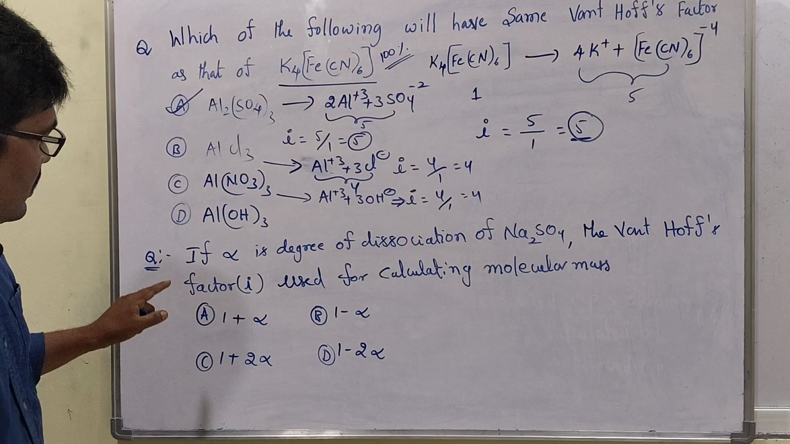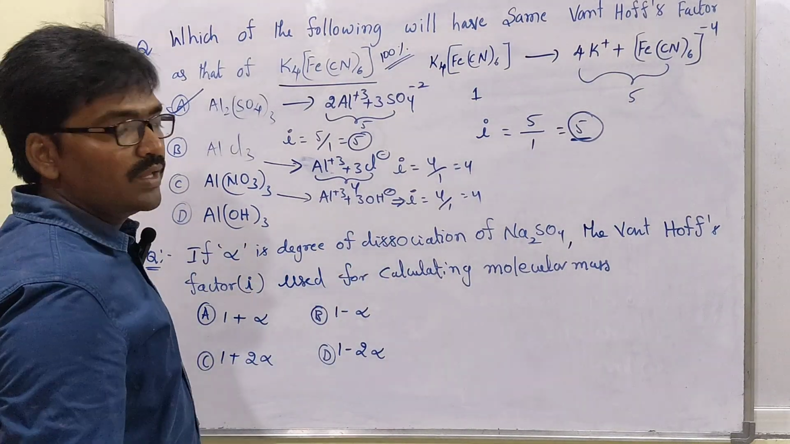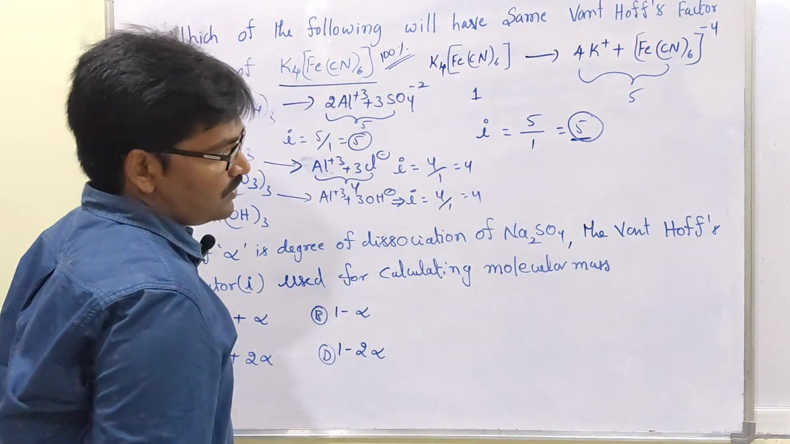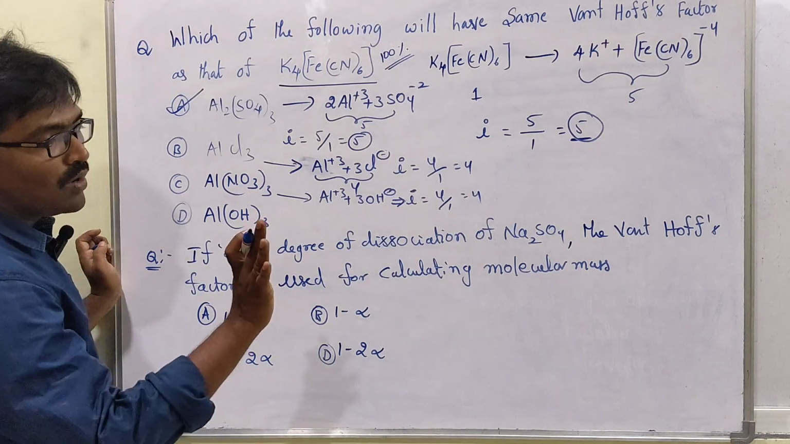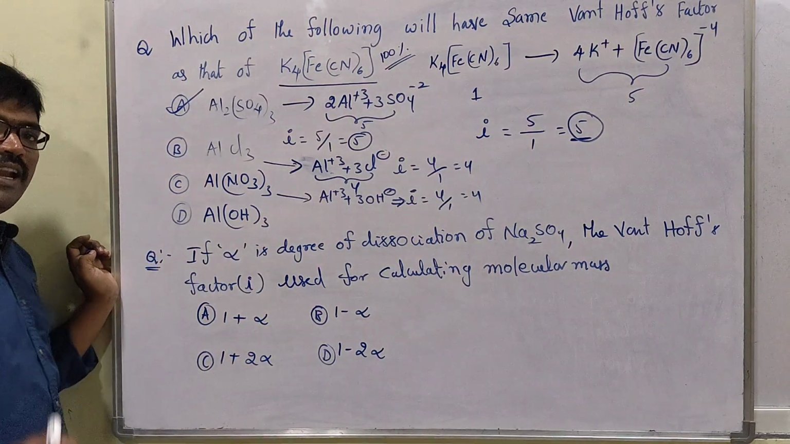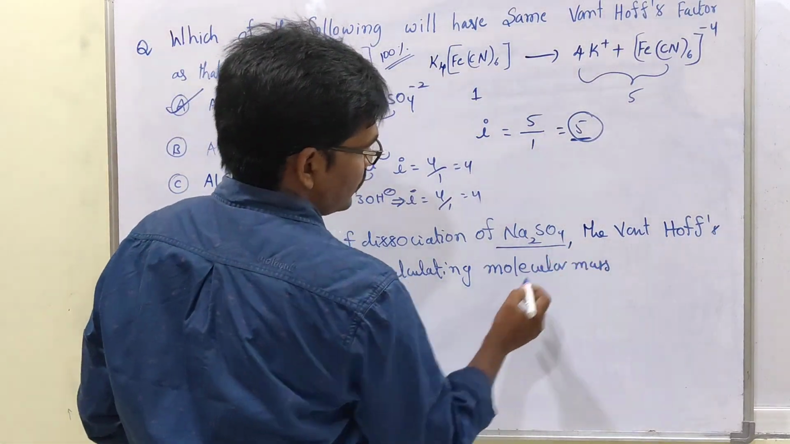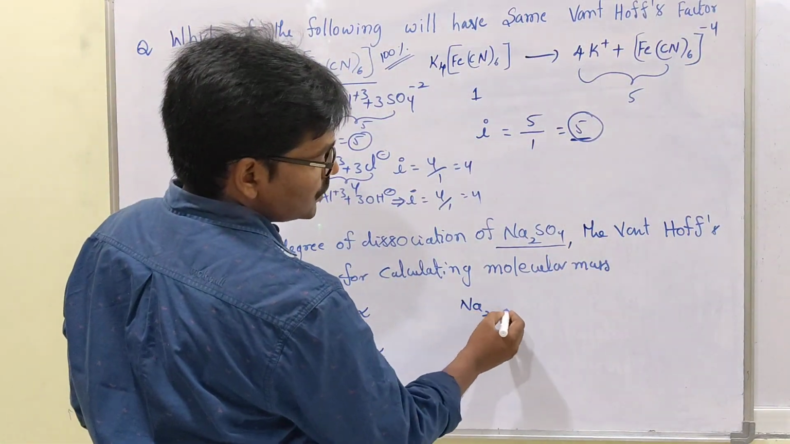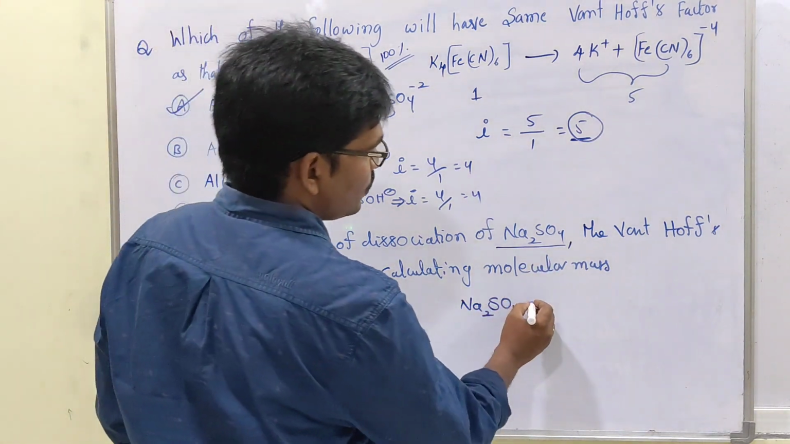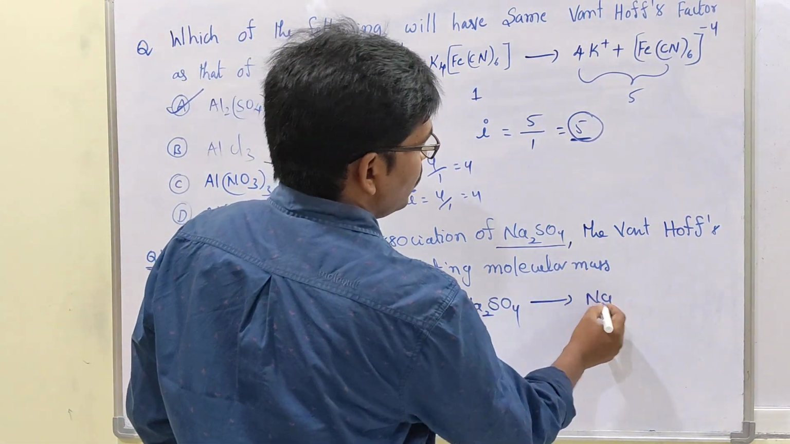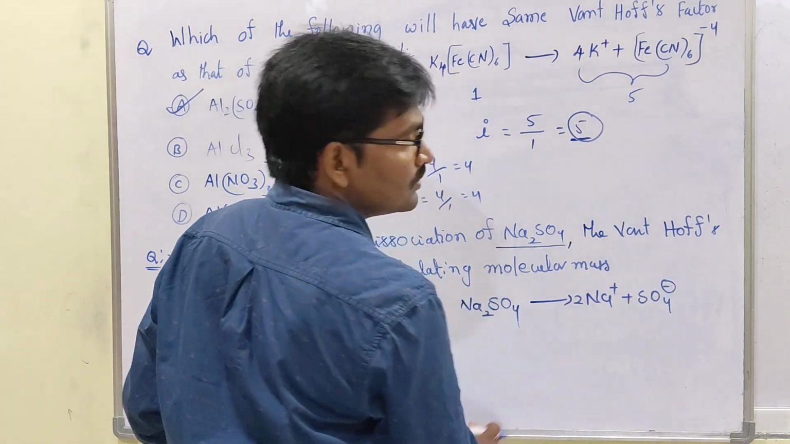Here, if alpha is the degree of dissociation, for Na2SO4 the Van't Hoff factor i is used for calculating the molecular mass. If it is given like this, we have to find the i value for Na2SO4. The degree of dissociation is given as alpha, mentioned in general. So Na2SO4 converts into 2Na plus and SO4 minus 2.